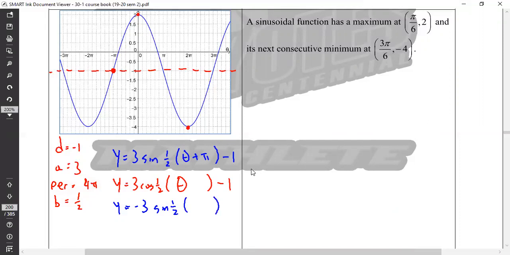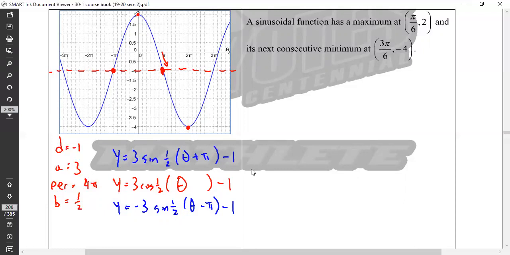Negative sign means our start point is where it crossed the median line, but going downhill. So here's our start point for negative sine. So this is theta plus pi. Sorry, I'm lying. Theta minus pi, because it's pi to the right.